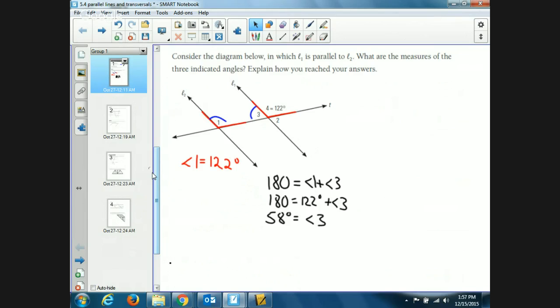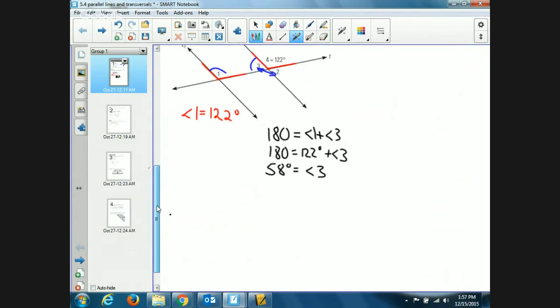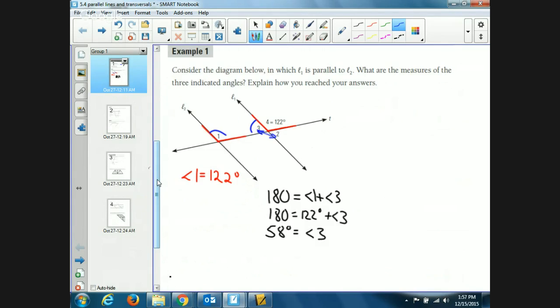You could say angle 3 and angle 2 are equal because they're vertically opposite. Opposite angles, that's probably the easiest way to do it. Angle 2 is equal to angle 3, they're opposites, 58 degrees. Okay, you need to write down your reasoning.